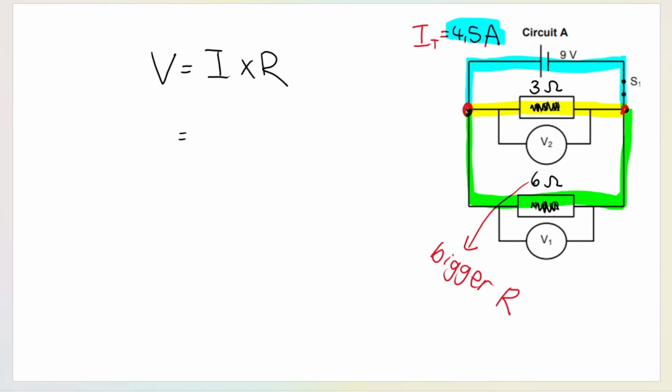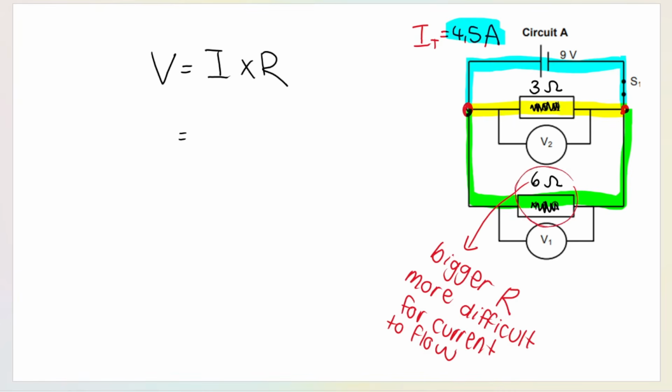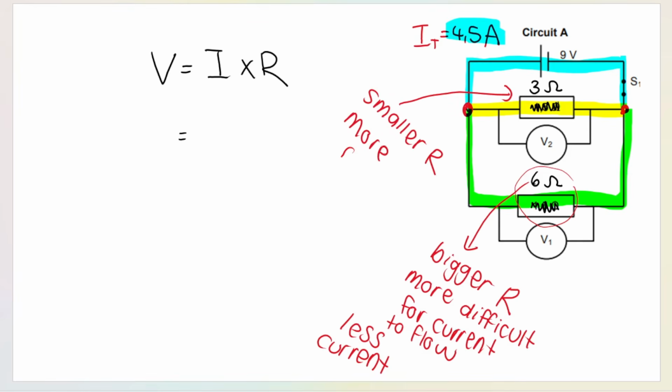The reason they don't split evenly is because the resistors are different. Remember, 6 ohms has a bigger resistance, which means it's more difficult for current to flow. So what that means is because it's more difficult for current to flow through the 6 ohms, there will be less current traveling through the 6 ohm resistor. For the 3 ohm resistor, it's a smaller resistance, which means more current. I hope that makes sense.